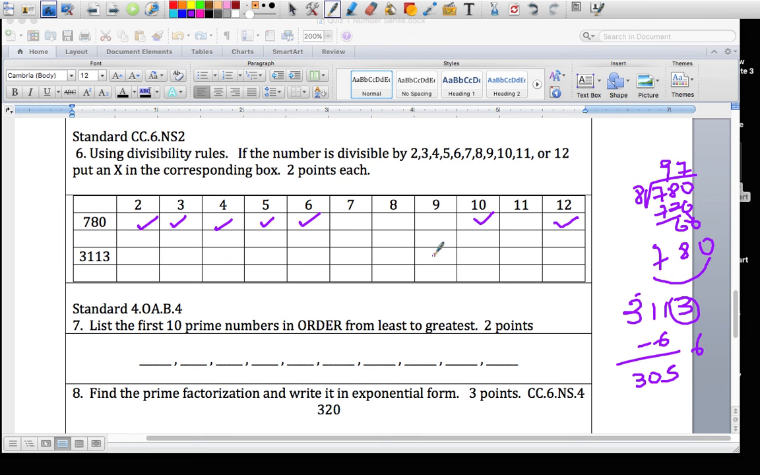9, add them all up again. 4 plus 4 is 8, and 9 cannot go into 8, no. 10 is a no, doesn't end in 0.